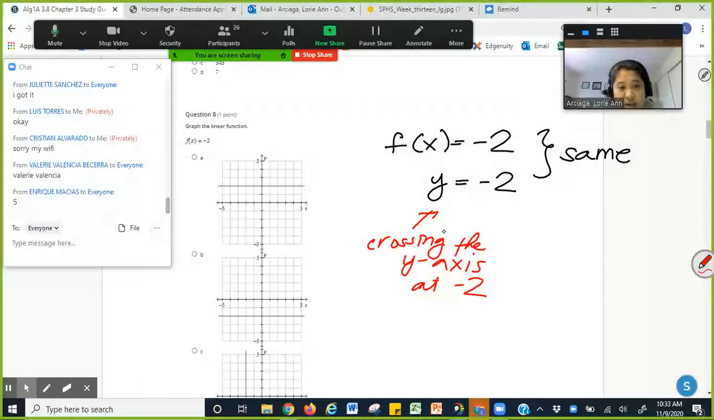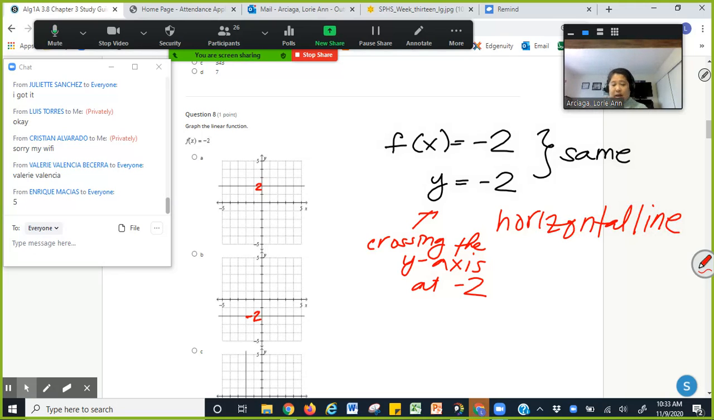But is this hitting your y-axis at -2? Okay, this is your x, that's your y. So this is 1, 2. So that's not the correct answer because it crosses your y at 2. What about here? 1, 2. Okay, that looks like the correct answer. Because it intersects your y-axis at -2. So that means this is a horizontal line. Horizontal line. Okay, so this one is letter B.